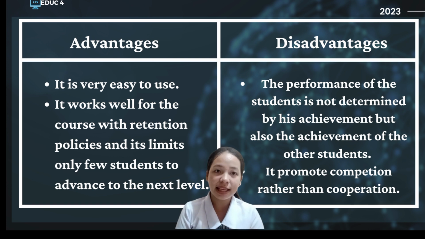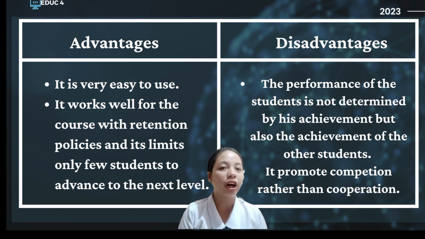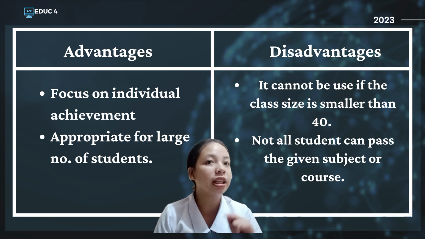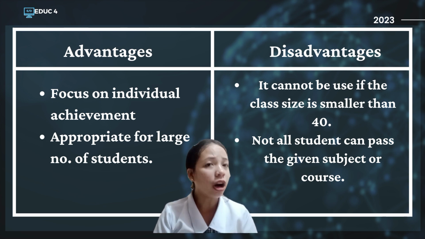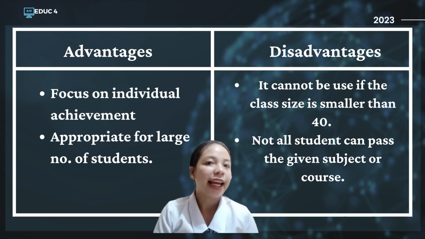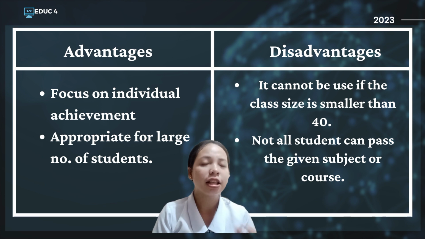While its disadvantage is that the performance of the student is not determined by his achievement alone but also the achievement of the other students. It promotes competition rather than cooperation. Another one is that it focuses on individual achievement, appropriate for a large number of students. And the other disadvantage of it is that it cannot be used if the class is smaller than 40. Not all students can pass the given subject or course.